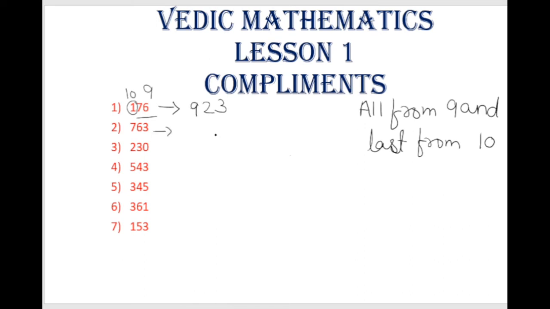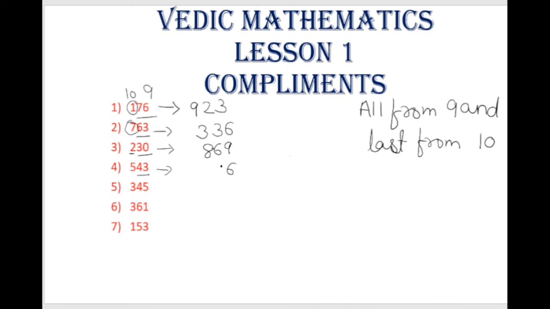Okay, now the next one. All from 9 and the last from 10. So the 9 complement of 3 is 6, the 9 complement of 6 is 3, and the 10 complement of 7 is 3. The same way, all from 9 and the last from 10. So the 9 complement of 6 is 3, and 10 minus 2 is 8. The last number is from the 10 complement. Now all from 9, last from 10.